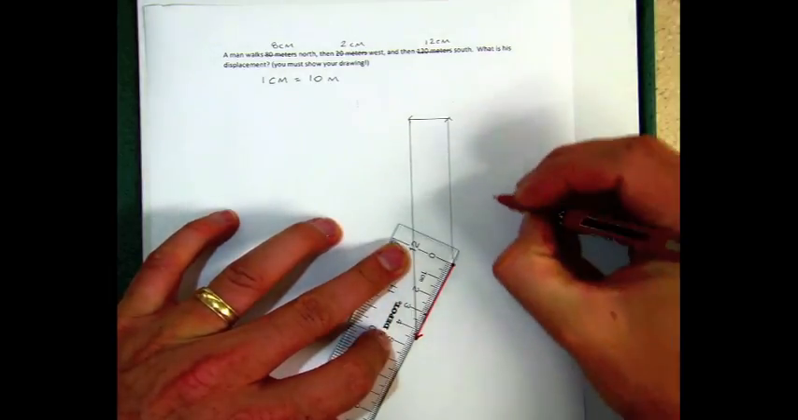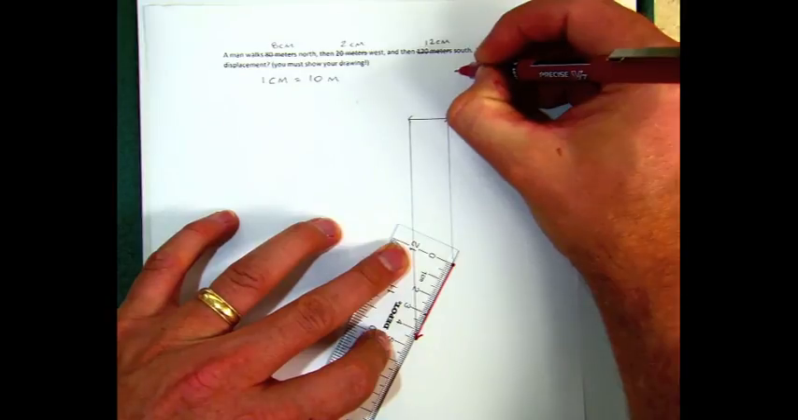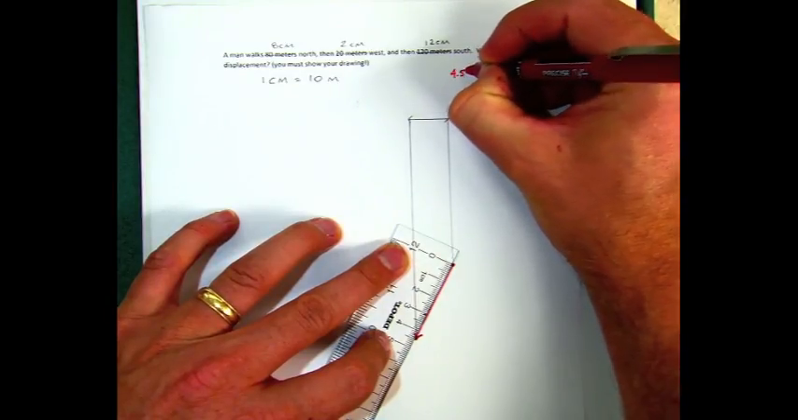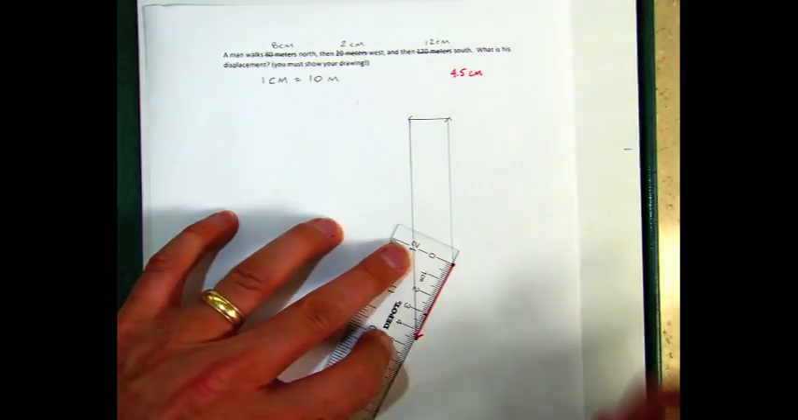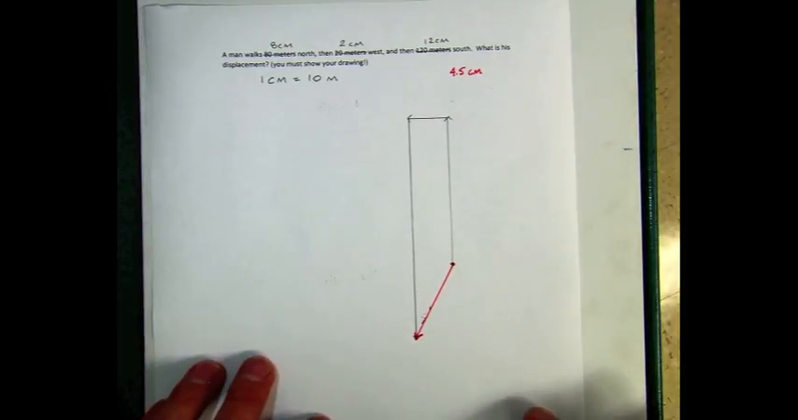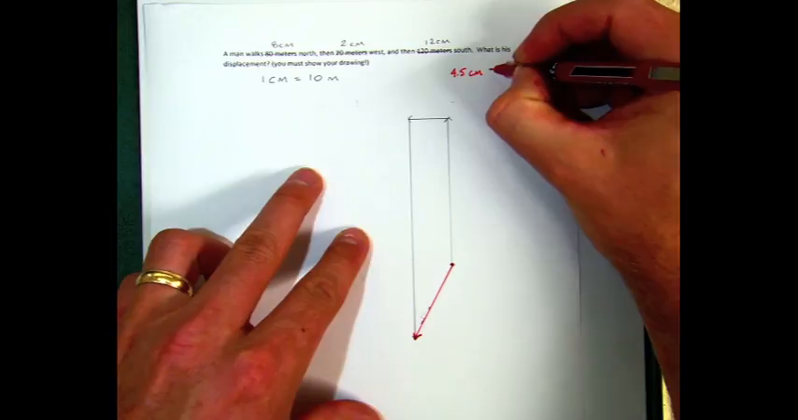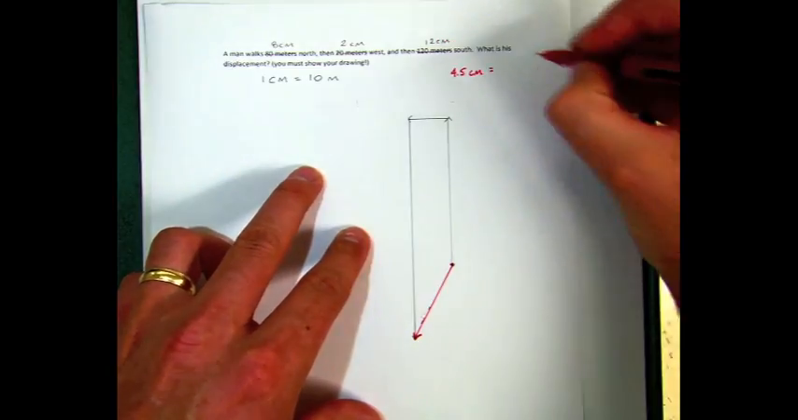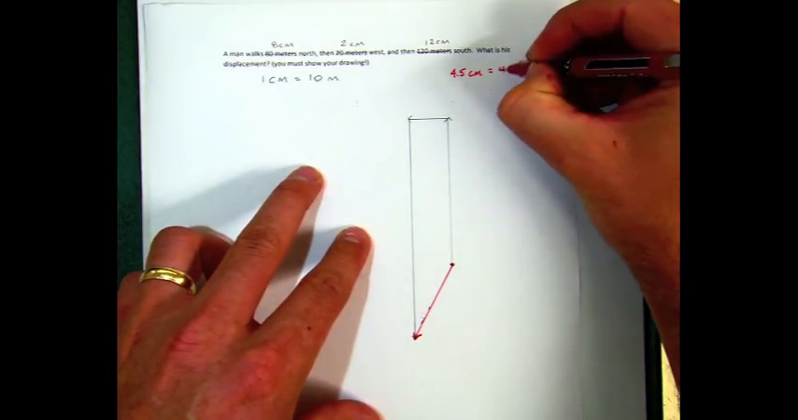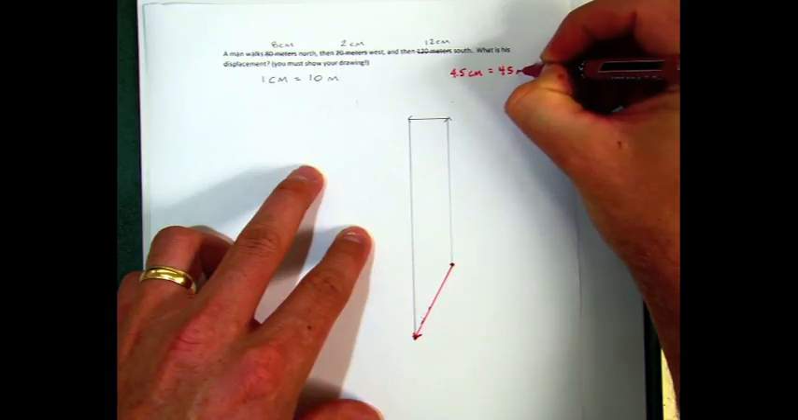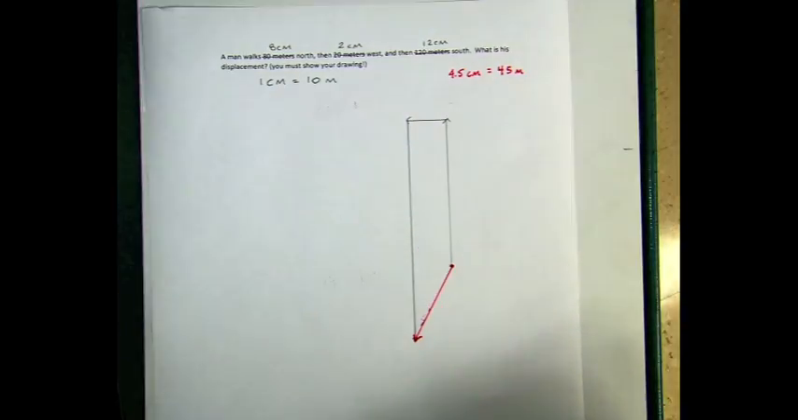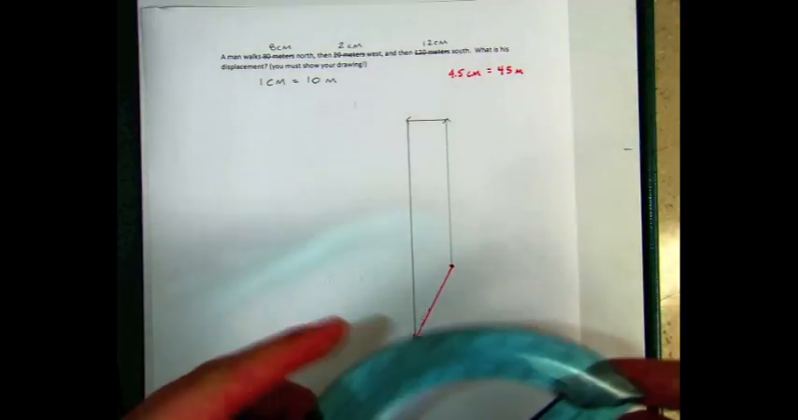So as I line that up, that is 4.5 centimeters. Using my scale to get it back to meters, that's going to be 45 meters. Now we need an angle.